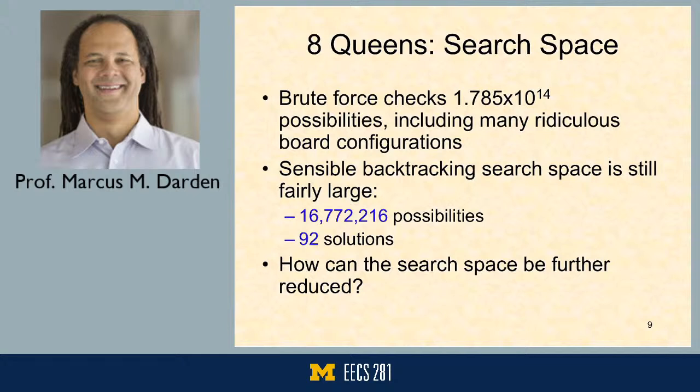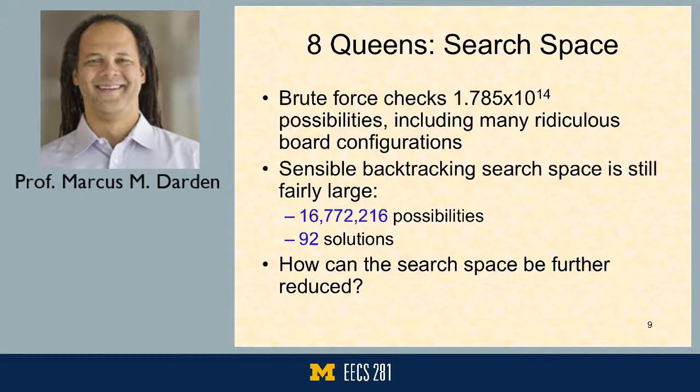Like, what if I put all of them in the first row? Well, no, you wouldn't work that. As a human, you wouldn't do that. You would see that I've got two in the first row, and that's violating a constraint, and I would move on. You would prune before you did brute force.